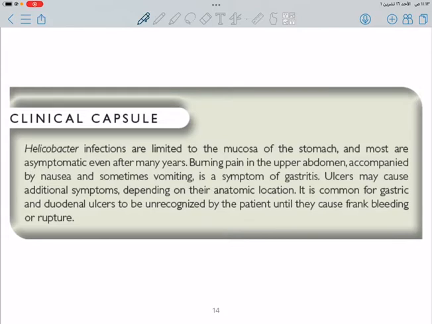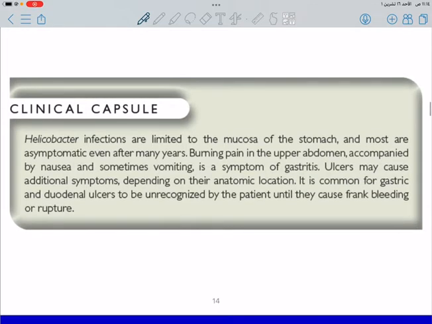The clinical capsules. In the lectures and also in your book there are boxes and rectangles called clinical capsules. This is very important. Everyone should read it very carefully. Some questions will be based on these clinical capsules. Look now, Helicobacter infections are limited to the mucosa of the stomach. Mucosa. Okay? And most are asymptomatic after many years of infection.